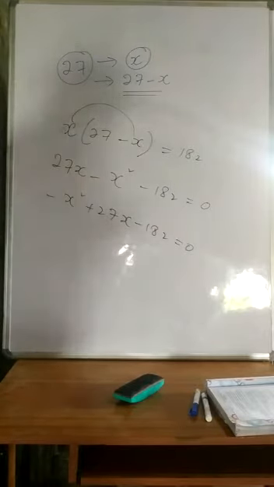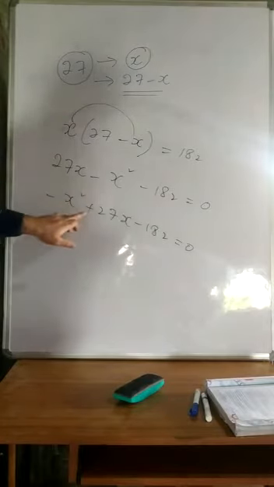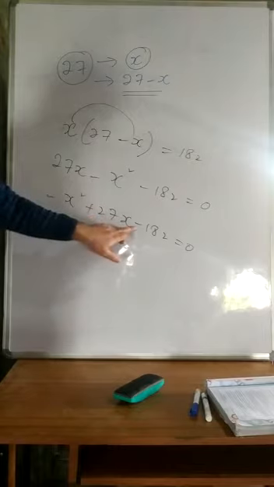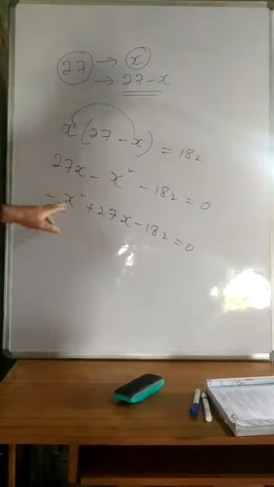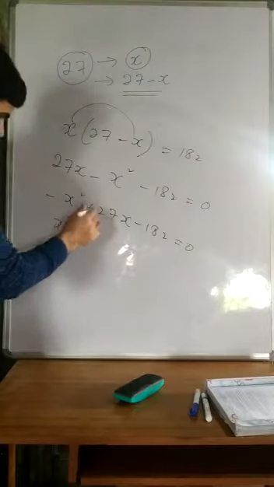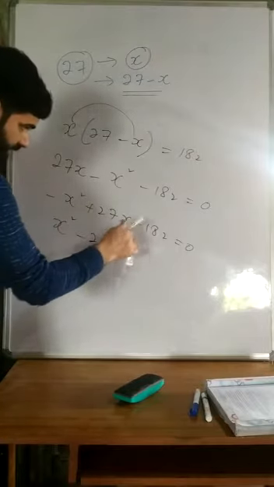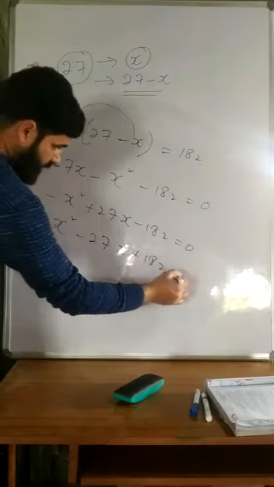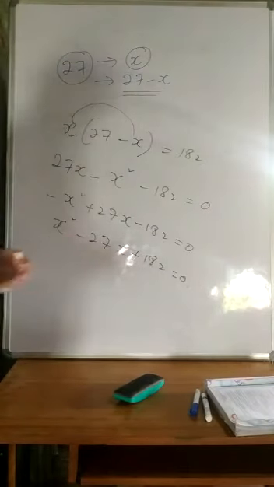It becomes a quadratic equation, but it is not in standard form. You have to make it in standard form. How will you make it in standard form? Simply you can transpose this x square to this side. It will become plus, this will become minus, this will become plus. This is one way. Another way is you multiply both sides by minus 1. When you multiply minus x square with minus 1, it will become x square. This one will become minus 27x. This will become plus 182 equals 0. This is the required quadratic equation.